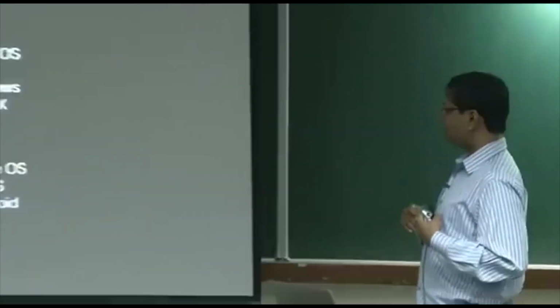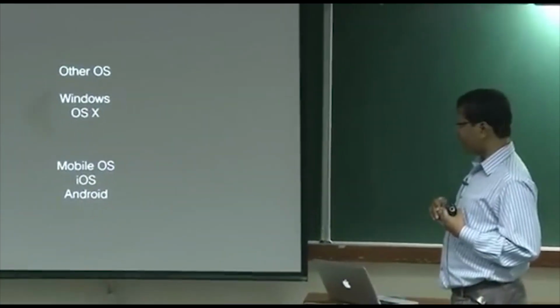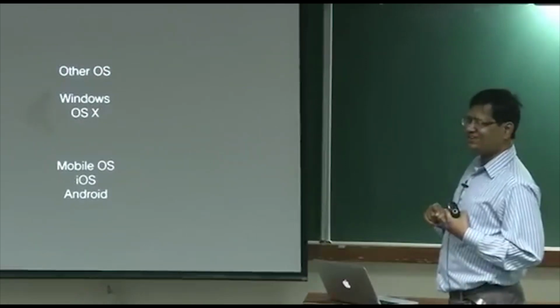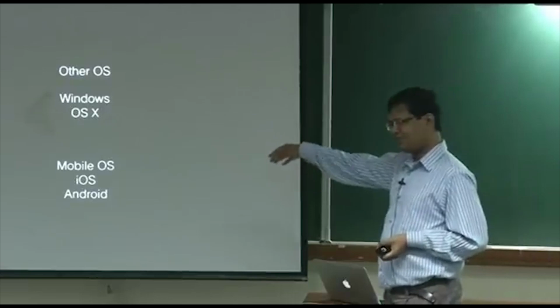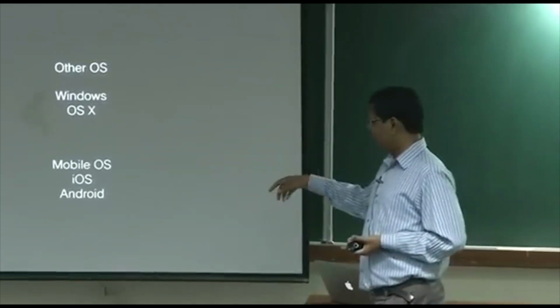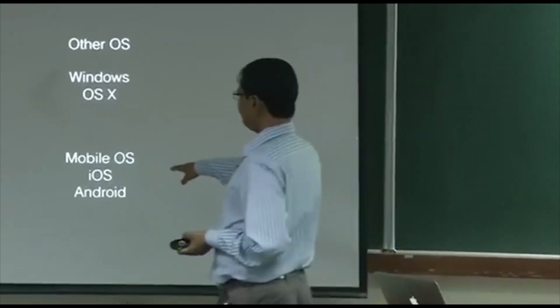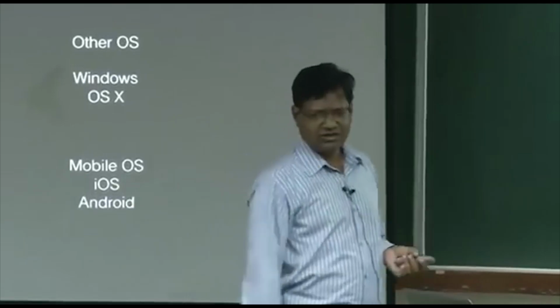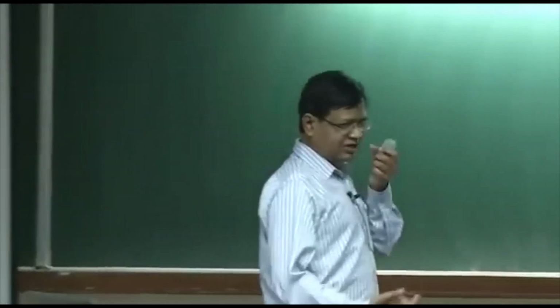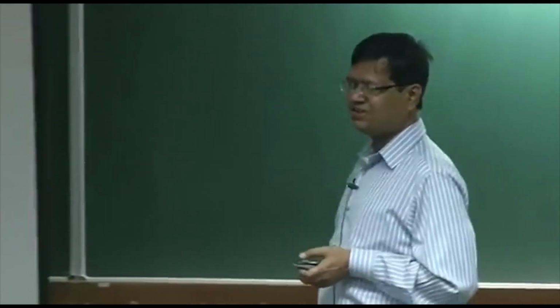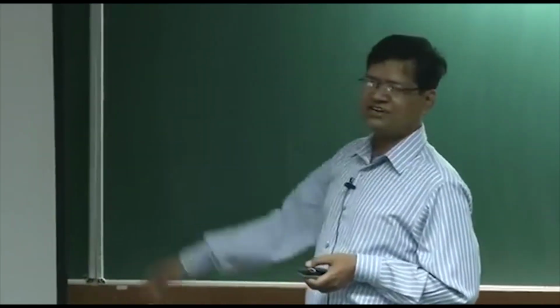There's another kind of operating system which is coming up in a big way: mobile OS. iOS is for the iPhone, the Apple OS for mobile, and Android is by Google. This is for other phones. And Windows also has its own mobile OS. The third one I didn't write here.